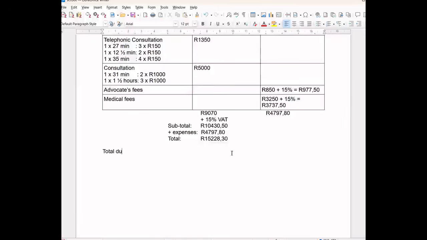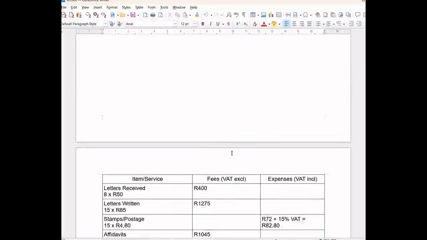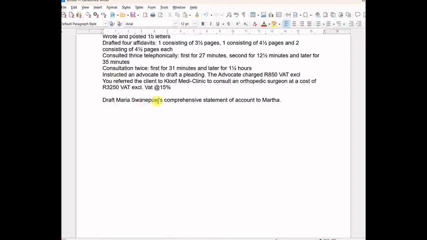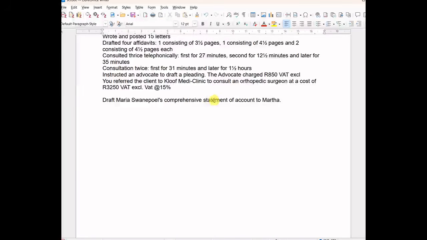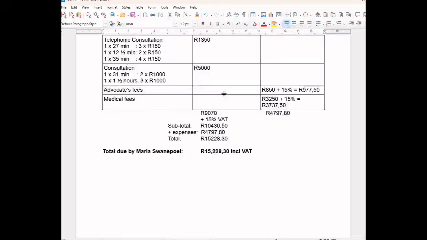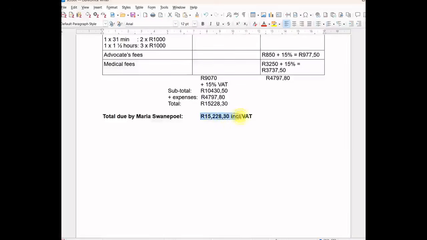So total due by, what was the lady's name? The lady's name was Maria Swanepoel. Is 15,228 Rand and 30 cents including VAT. So this here would be your answer to this question. What is the total amount? Because they ask us here to calculate the statement of account. So the total that she has to pay is 15,228 Rand and 30 cents.